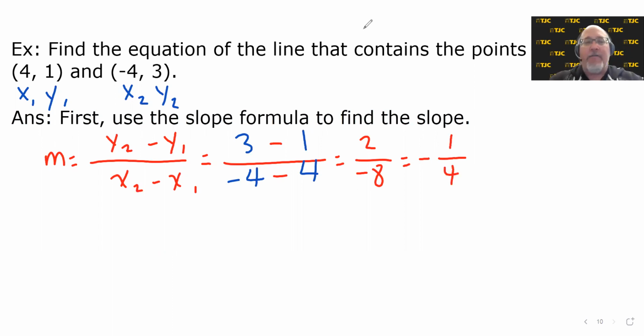Oh, goody, a fraction. Well, guess what? Slopes, by their very definition, are fractions. They normally turn out to be non-integers rather than integers.